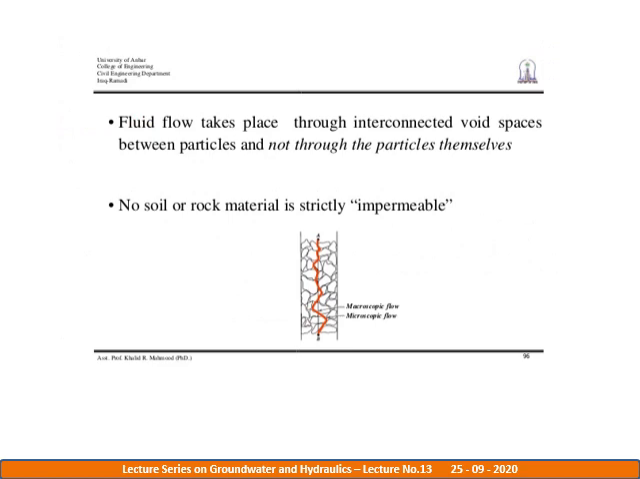You can see in this diagram how this permeability works. When you have different grain sizes, the grains allow the water to seep inside the material. You can see here, this is called permeable. Fluid flow takes place through interconnected void spaces between particles and not through the particles themselves. No soil or rock material is strictly impermeable.